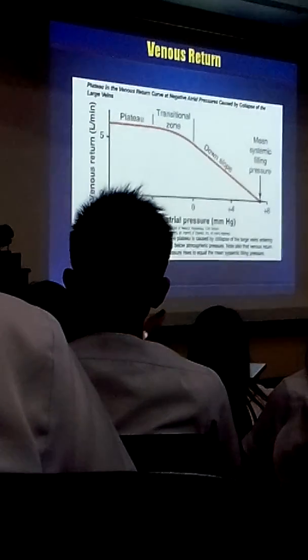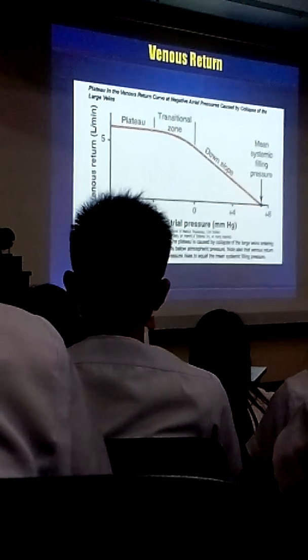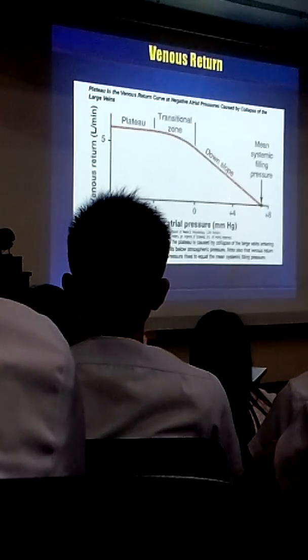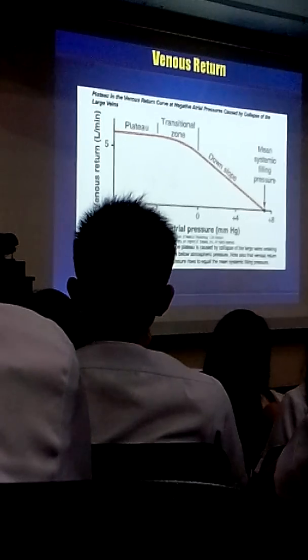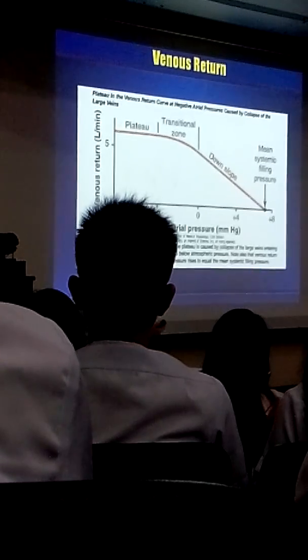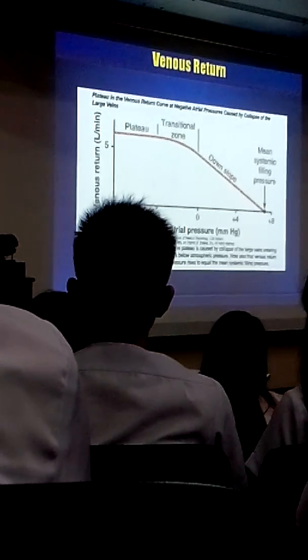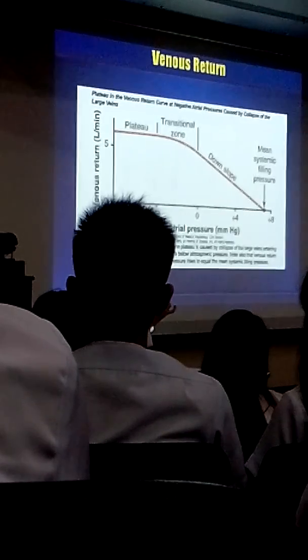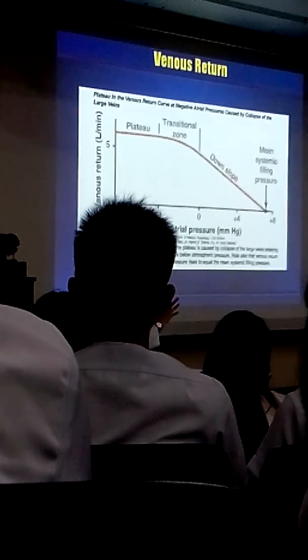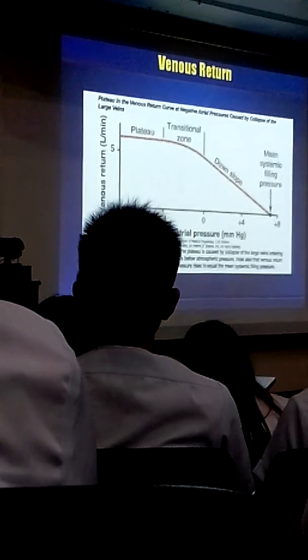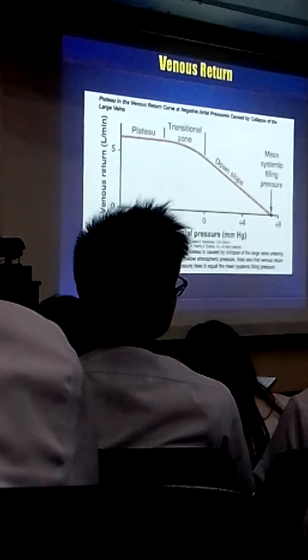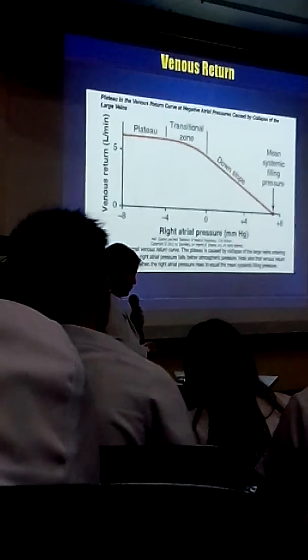Okay, three factors affect the venous return. So the right atrial pressure here, which impedes blood flow from the veins into the right atrium. So remember, if there is an increase, it's just like a hose. If there is an increase in the pressure in the right atrium, the water or the blood coming from the veins will have a difficult time entering the right atrium.